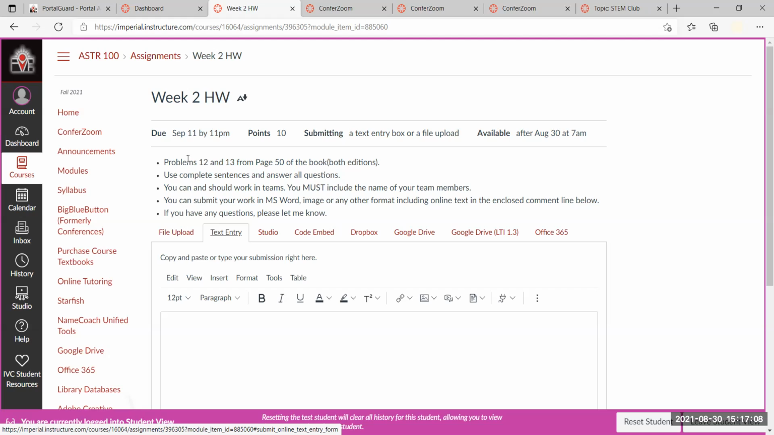And then you can and should work in teams. That is something that we discussed last week. And you must include the name of your team or the names of your team members.